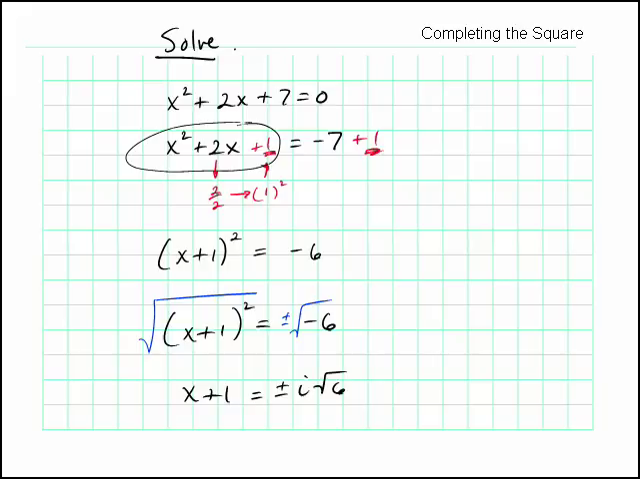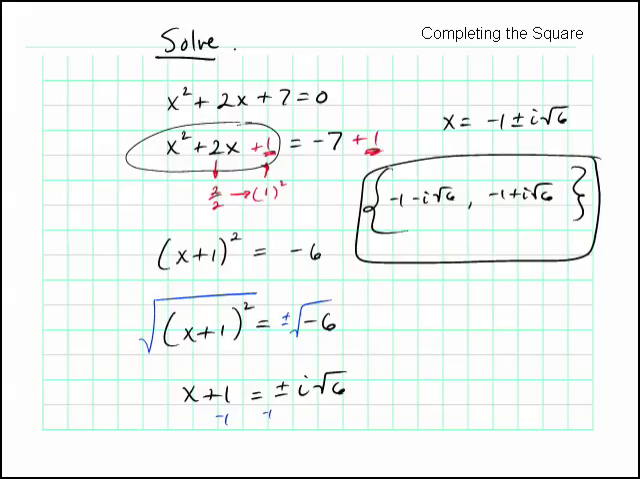If I move the 1 over to the right, it becomes negative 1. And my solutions are negative 1 plus or minus i square root 6. Writing those out separately, negative 1 minus i square root 6 and negative 1 plus i square root 6. Two complex number solutions. And there they are. One more example of completing the square.